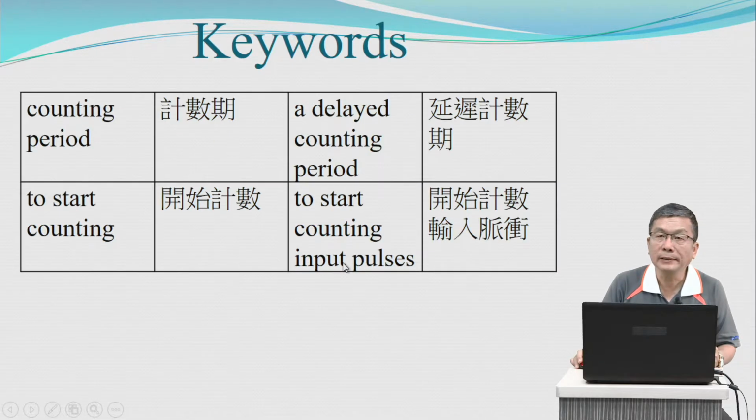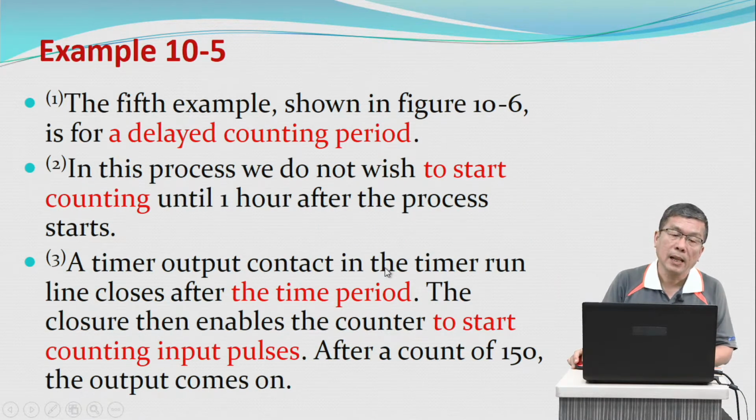Example 5. The keywords: counting period, a delayed counting period, to start counting, input pulse. The fifth example shown in figure 10.6 is for a delayed counting period. In this process, we do not wish to start counting until 1 hour after the process starts.